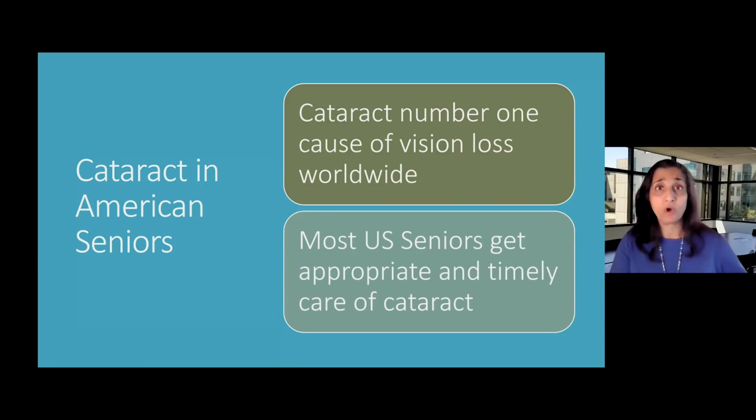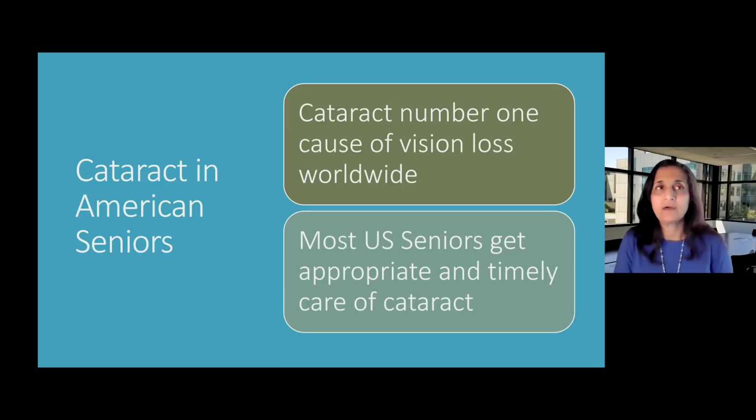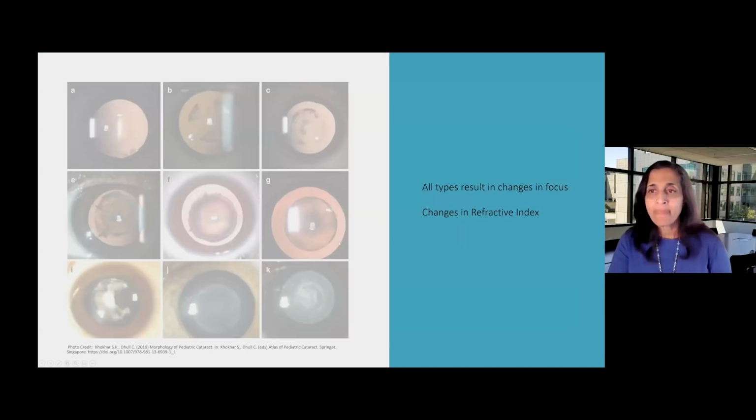Now, cataract, remember, I said cataract is any kind of opacification of the lens. Cataract is important because it is the number one cause of vision loss worldwide. Fortunately for us in the United States, our patients with cataract get very timely and effective care, and so we are able to help people see very well without waiting too long.